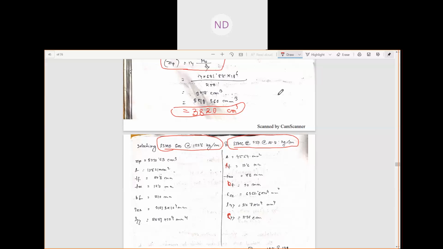Am I audible? Showing that I'm having a problem in my network. Am I audible?